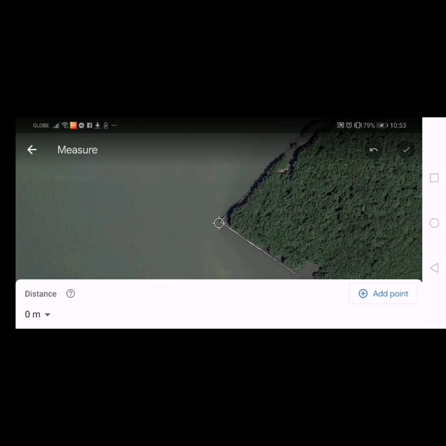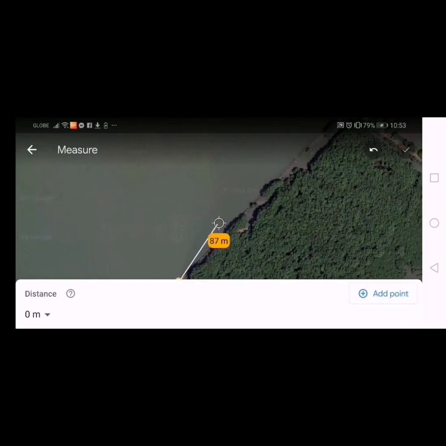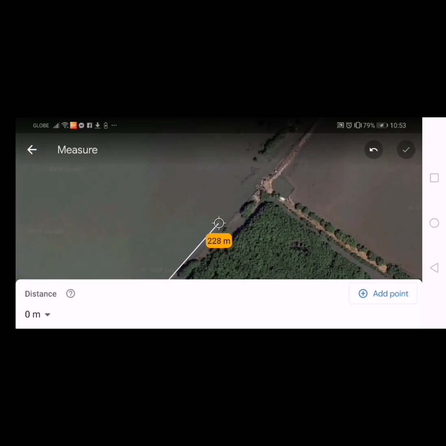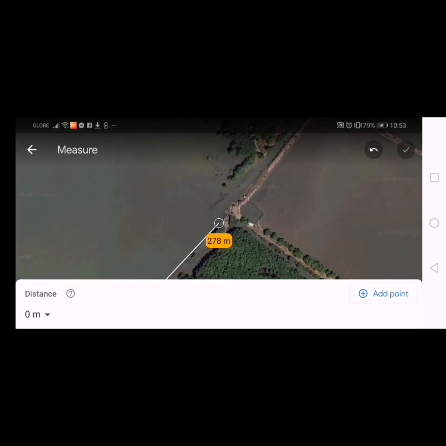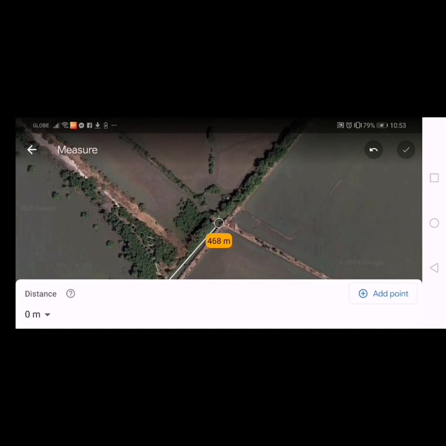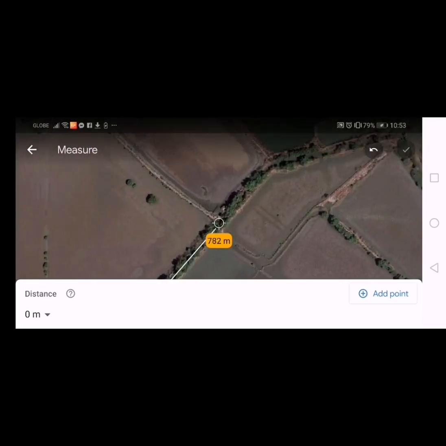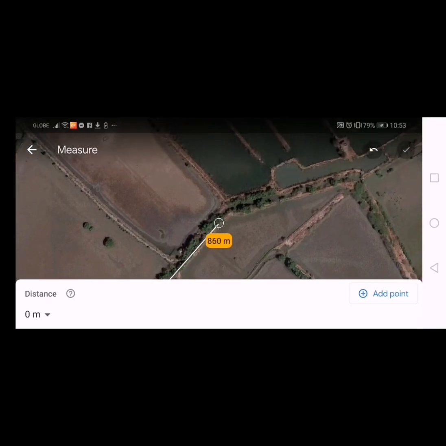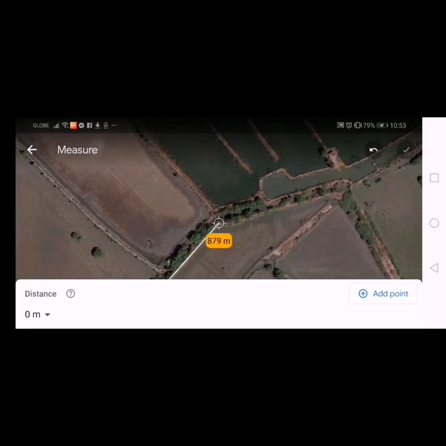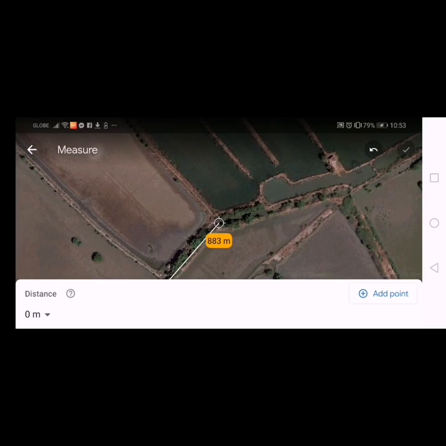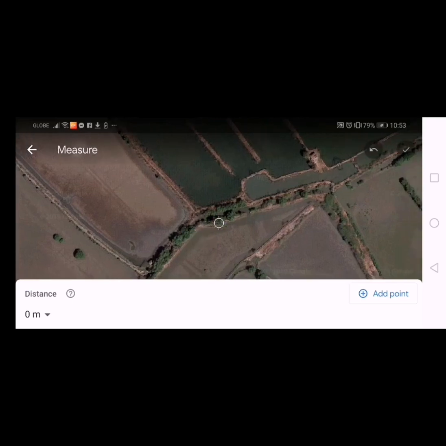This is just one section alone. We're gonna measure another section of the walls. From this point, it's 883 meters. That's how long this section is. It's quite long.